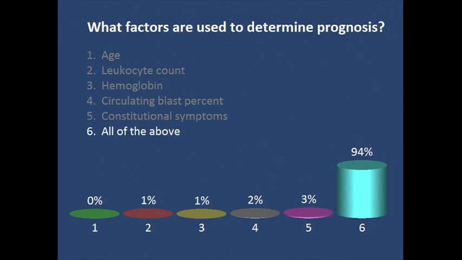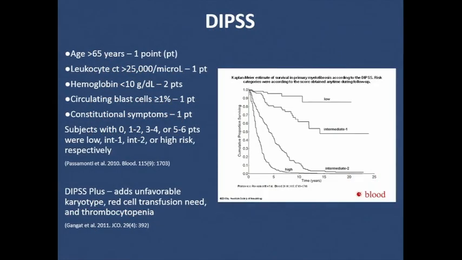Next slide. So a bit about prognosis, and many of you are familiar with the dynamic IPSS. The factors that are utilized to assess prognosis include age, leukocyte count, hemoglobin, the presence of circulating blasts, and constitutional symptoms. There is a modification of the dynamic IPSS called the DIPSS Plus, which adds the presence of karyotypic abnormalities, red cell transfusion need, and thrombocytopenia, so a little bit more of additional clinical and biologic information.